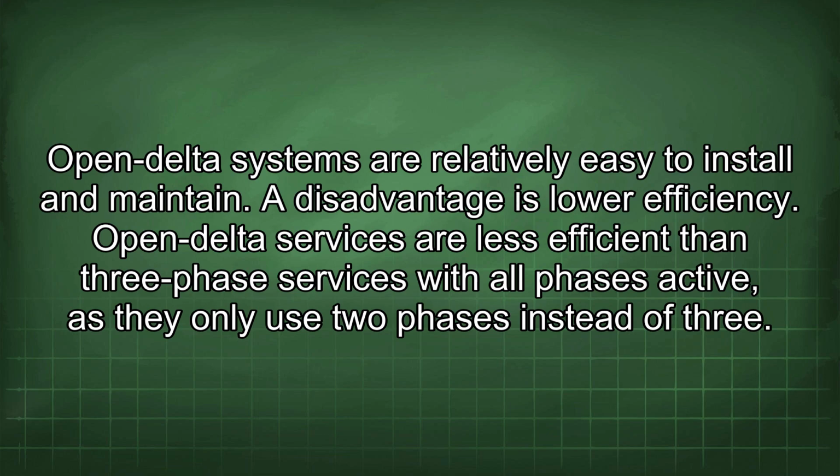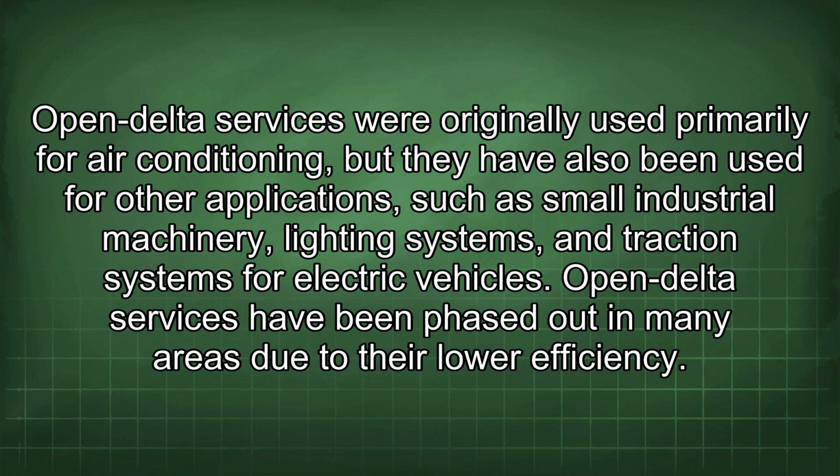A disadvantage is lower efficiency. Open Delta services are less efficient than three-phase services with all phases active, as they only use two phases instead of three. Open Delta services were originally used primarily for air conditioning, but they have also been used for other applications such as small industrial machinery, lighting systems, and traction systems for electric vehicles.